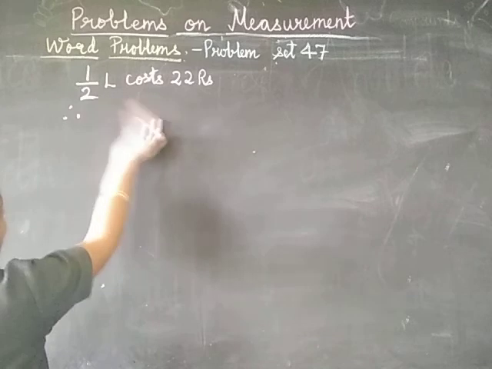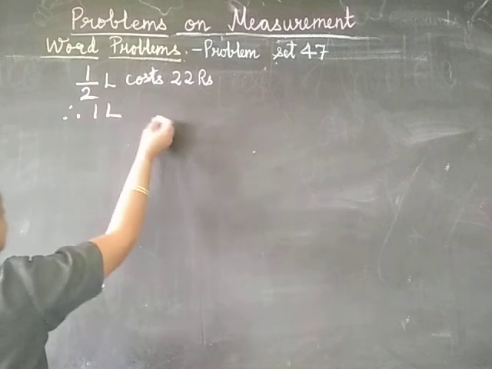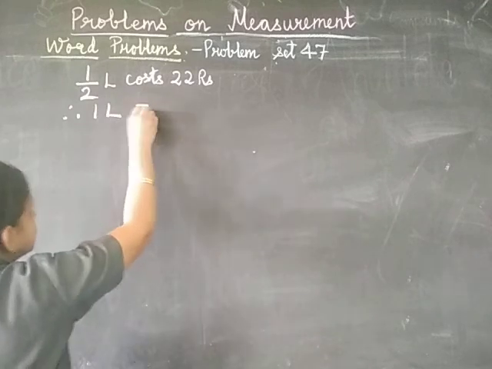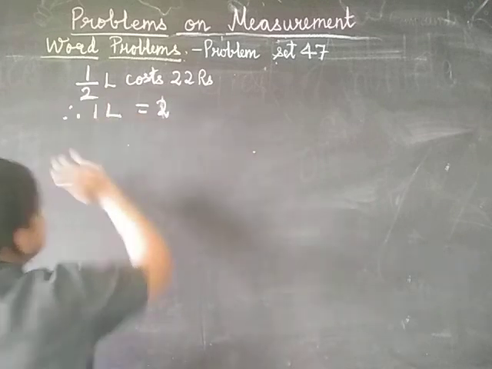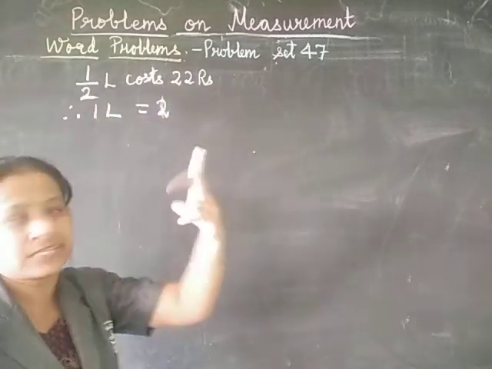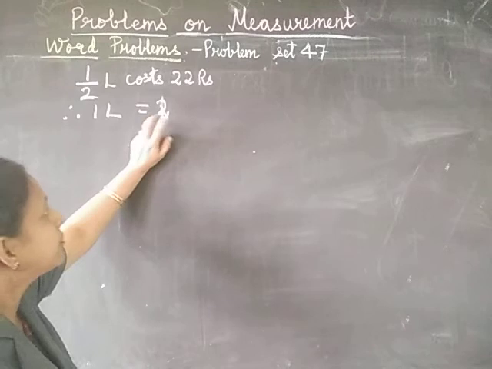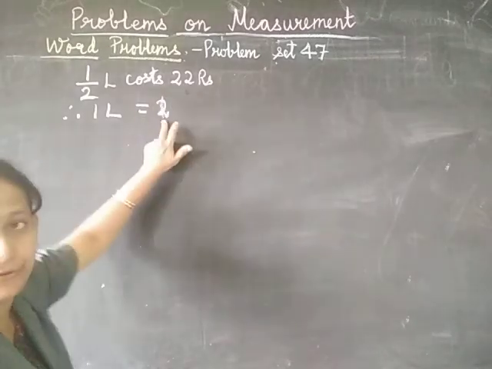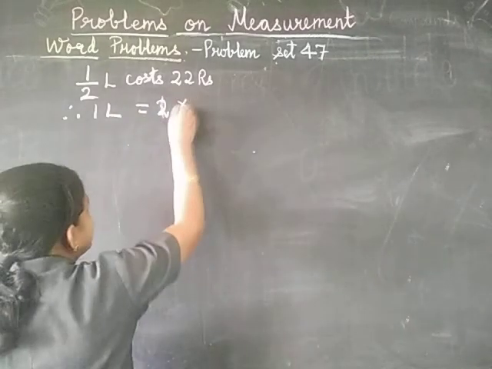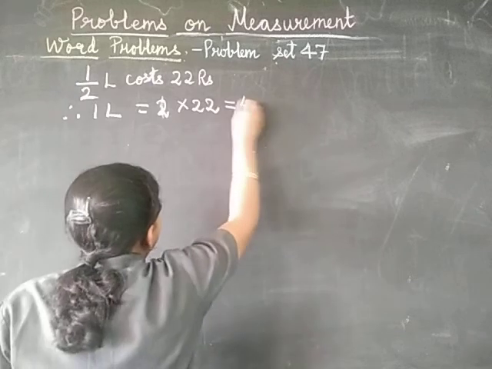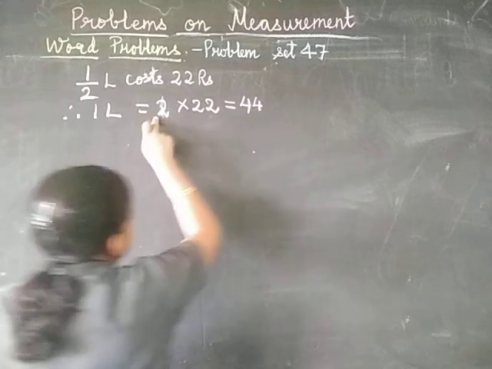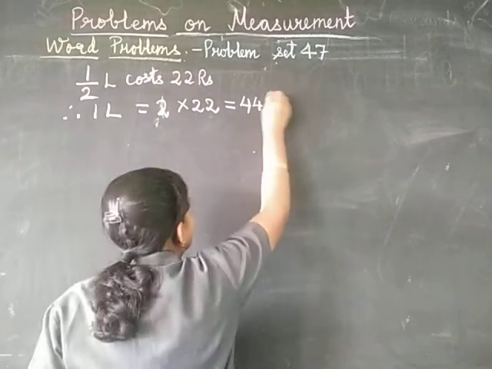1 liter has 2 half liters. Therefore, 1 liter will cost 22 into 2, because in 1 liter there are 2 half liters. Therefore, we have to multiply 22 with 2. So the answer is equal to 44 rupees. 22 multiplied by 2 becomes 44 rupees.